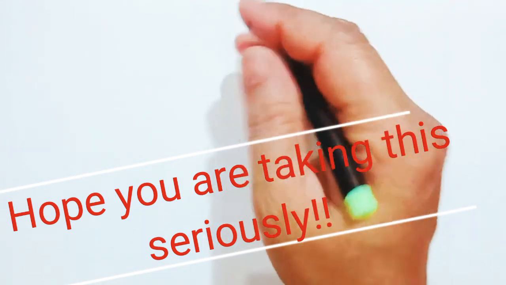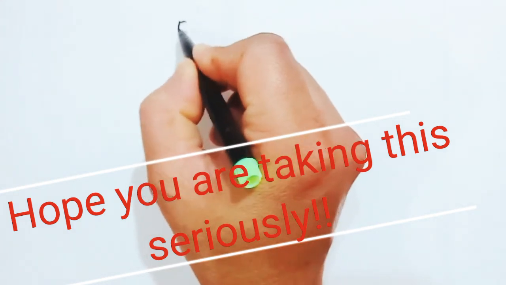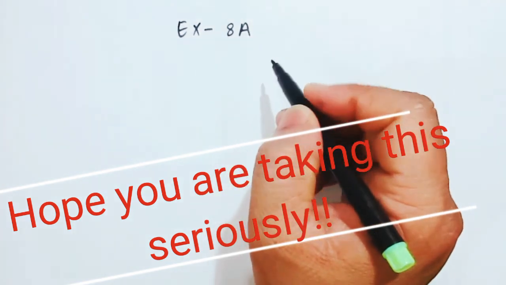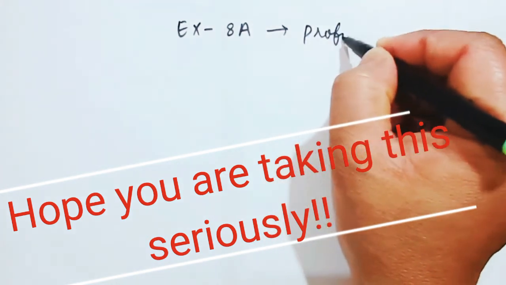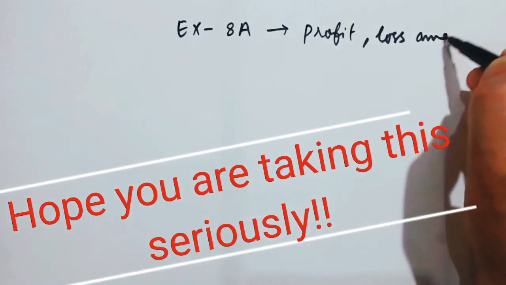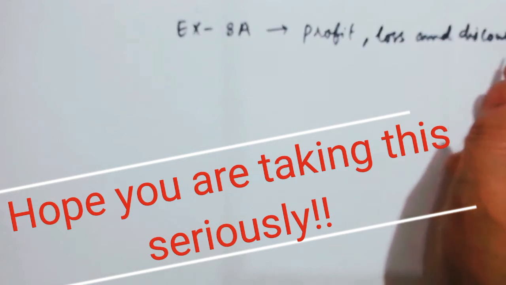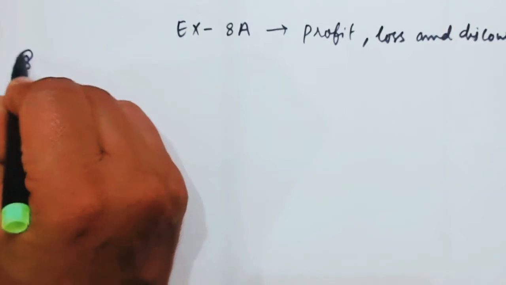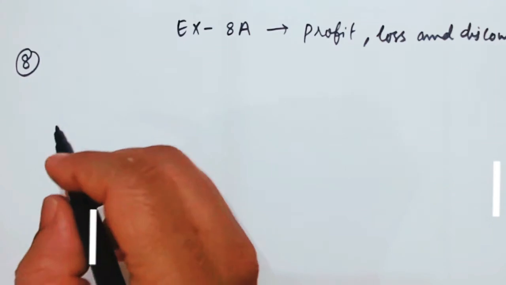Okay. So here we are in exercise 8A, as I said. This pen is quite darker than the previous one. Exercise 8A, and we are dealing with profit, loss, and discount. We shall start from question number 8, because as I had told you, we had done most of our sums in our previous session.